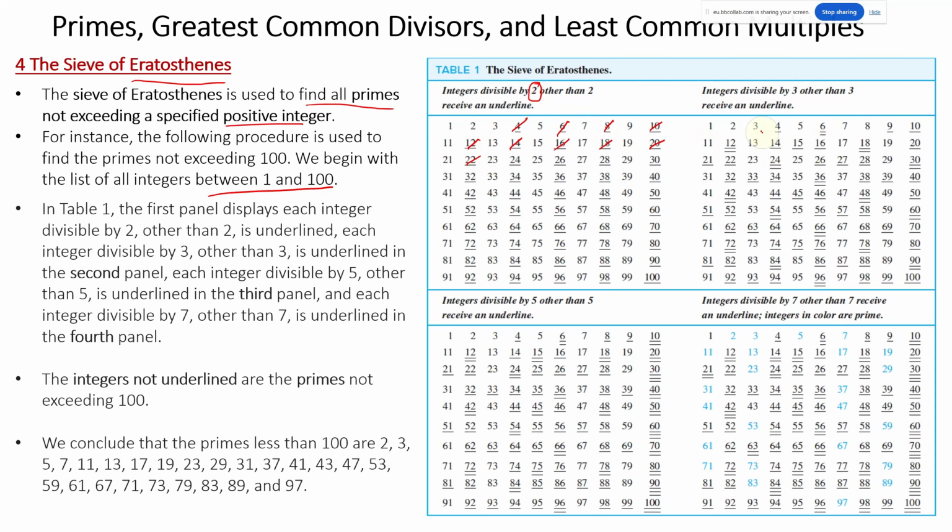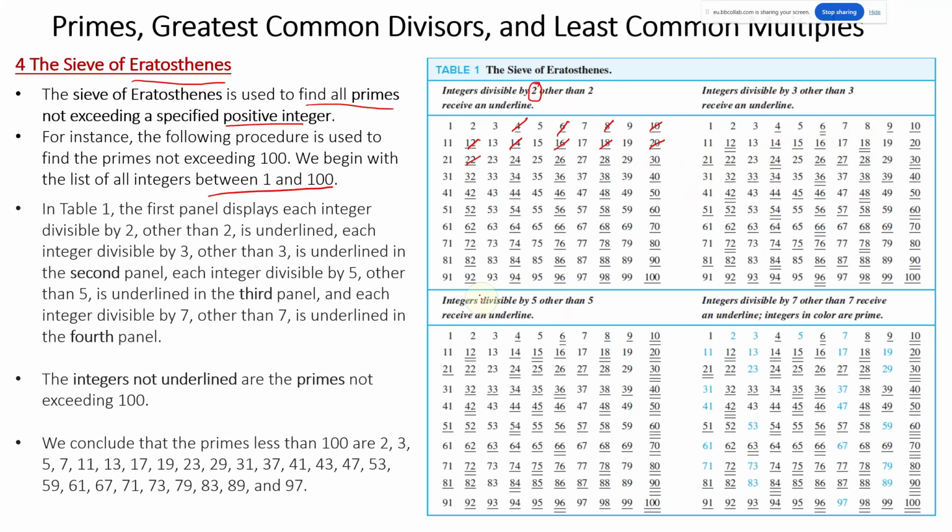Now we struck it again because of the 3. And then we strike now 9, that was not struck before. And then 12 twice because it's a multiple of 2 and 3. And 14, 15. So all these are removed because they are not going to be prime numbers for sure.